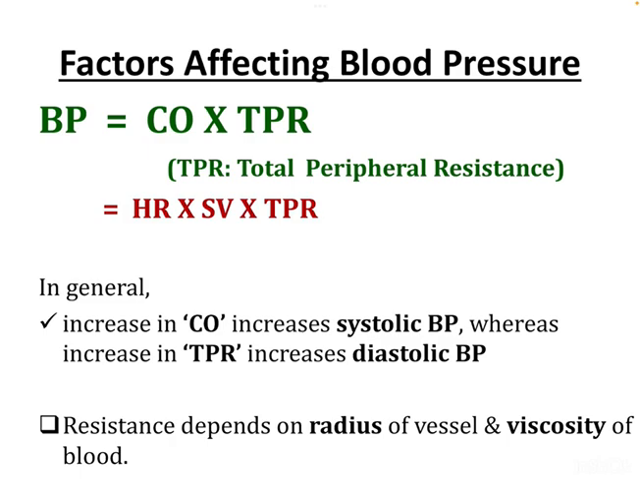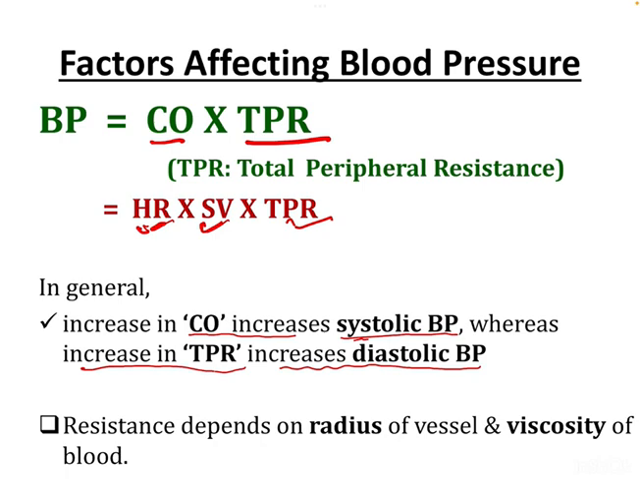Now let's talk about the factors affecting the blood pressure. Blood pressure is primarily affected by two factors. One is cardiac output and another is total peripheral resistance. While cardiac output is the product of heart rate and stroke volume, so that's why blood pressure is primarily determined or affected by the heart rate, stroke volume, and total peripheral resistance. In general, whenever there is an increase in cardiac output, it increases the systolic blood pressure, and an increase in total peripheral resistance increases the diastolic blood pressure.